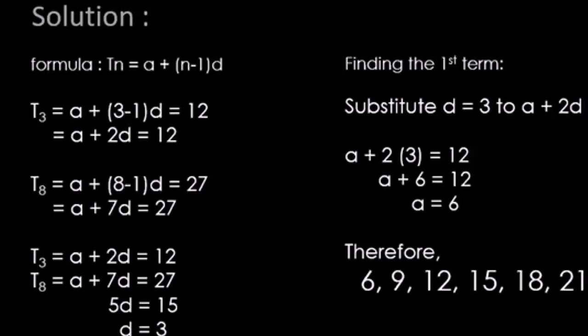So our goal was to find the common difference. We'll do the elimination method here, so the a's will be gone, and we'll have to avoid negative numbers. So let's go to a plus 7d equals 27, and a plus 2d equals 12. Eliminate the a's, and 7 minus 2 is 5. 27 minus 12 is 15. Now we have 5d equals 15. Next thing we do is divide by 5. So we have d equals 3.